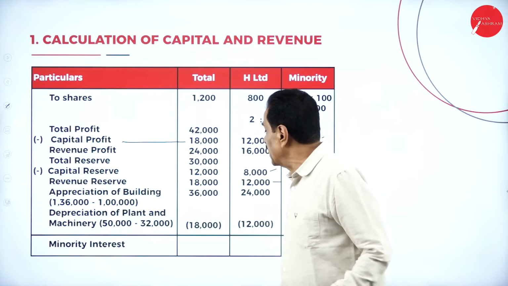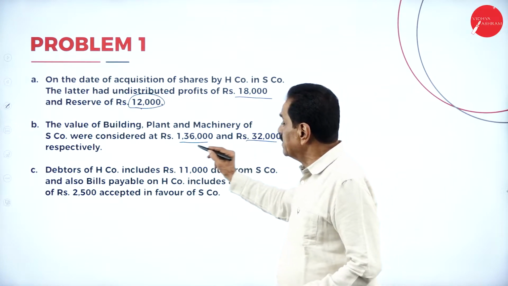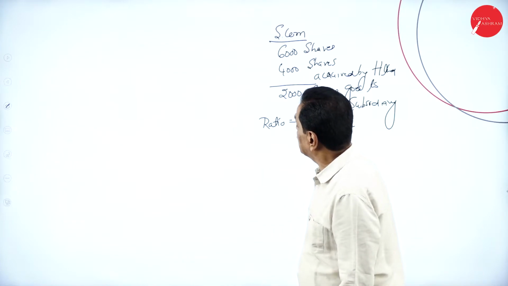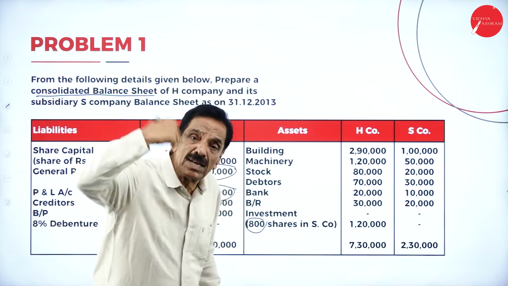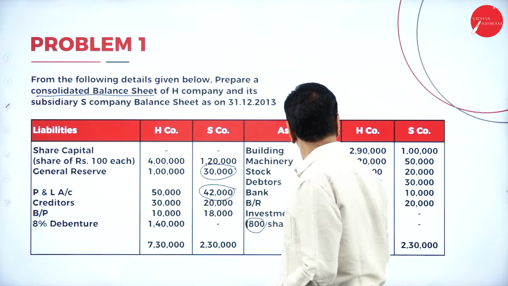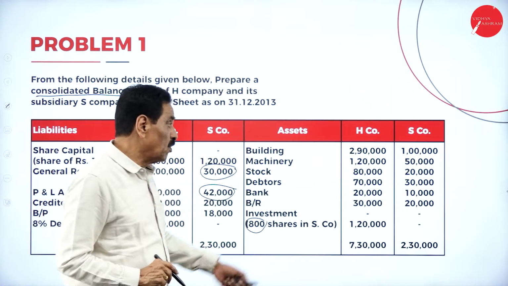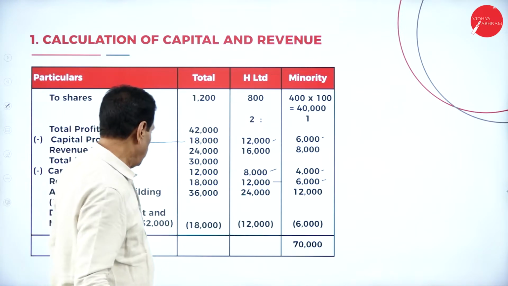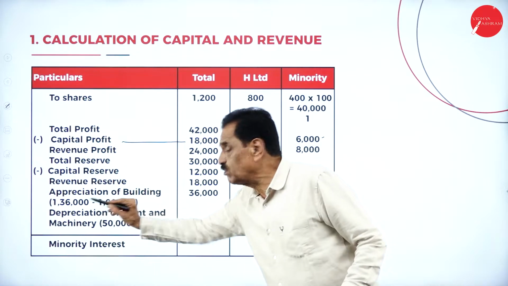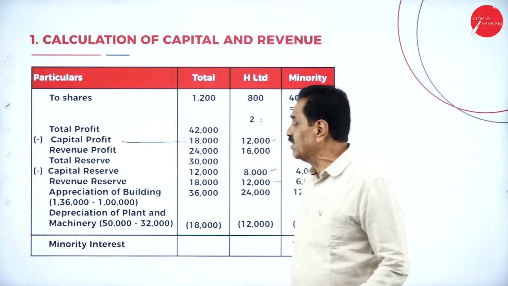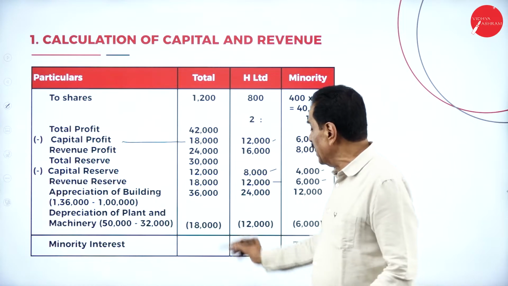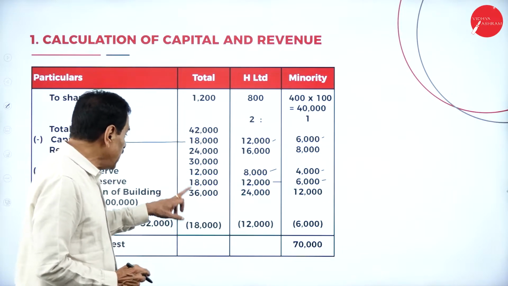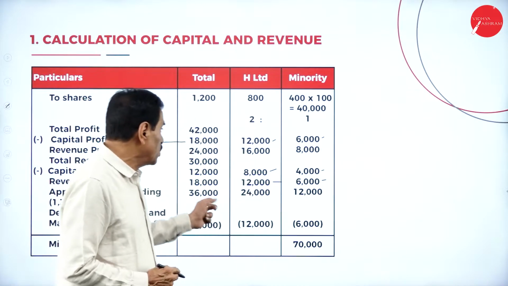Hope you understand this. Then regarding this here, he says the building has become 1,36,000. What was the building value? 1 lakh. It has become 1,36,000. How much is more? That is 36,000 more. Machinery 50,000 has come down to 32,000. So the building value at the time of acquisition was only 1 lakh, and the market value today is 1 lakh 36,000. How much appreciated? 36,000. That is nothing but a capital profit that can be shared in the ratio of 24,000, 12,000. So 2 is to 1.